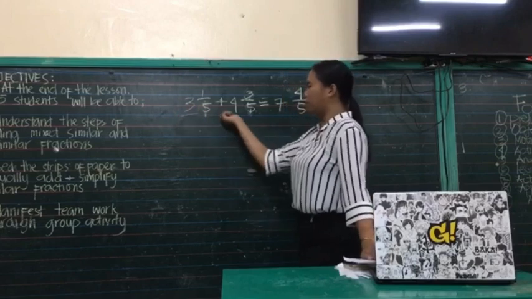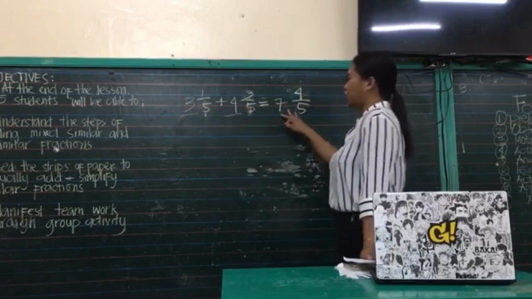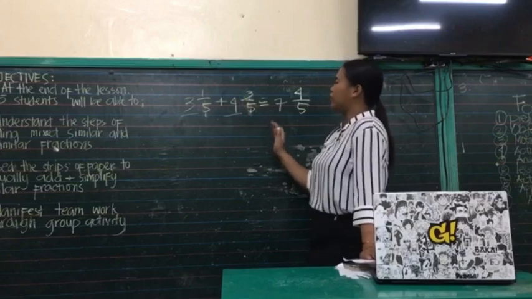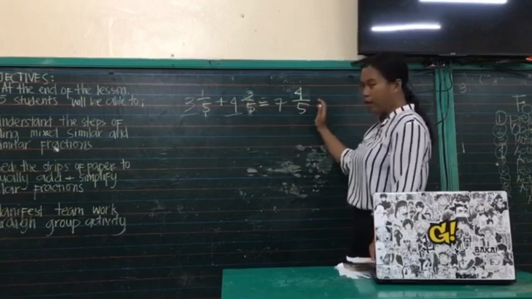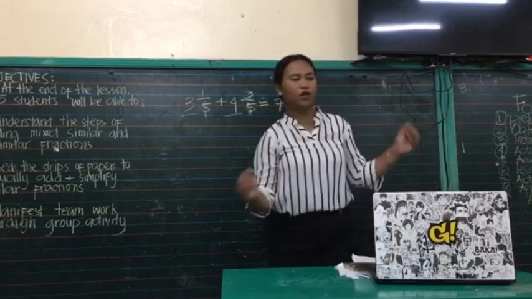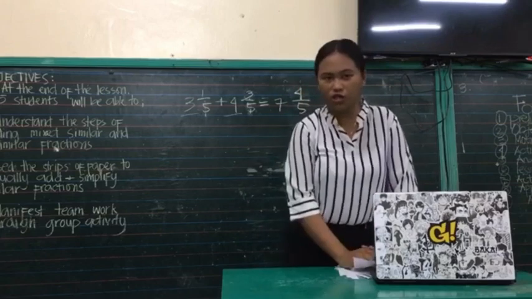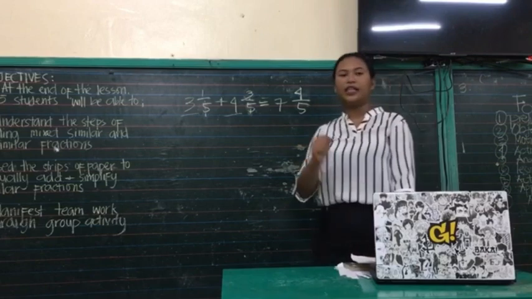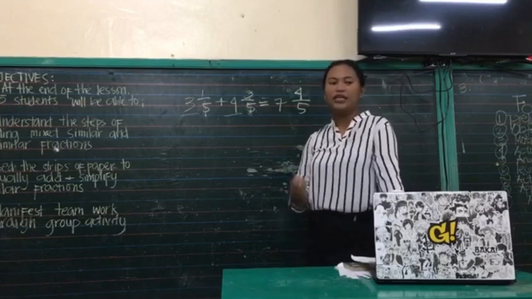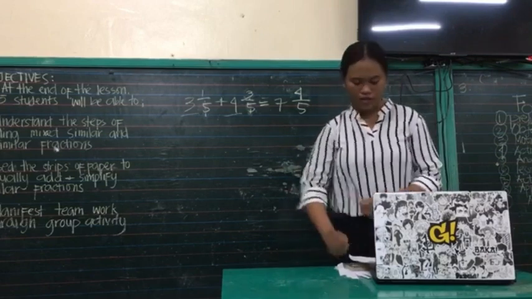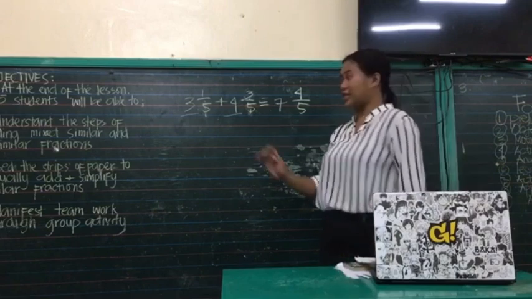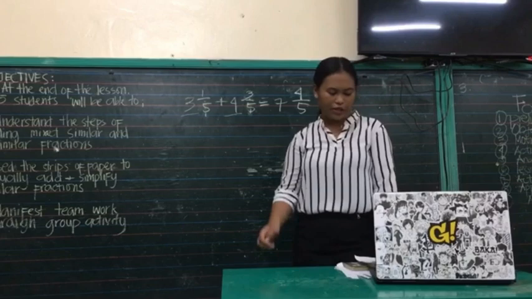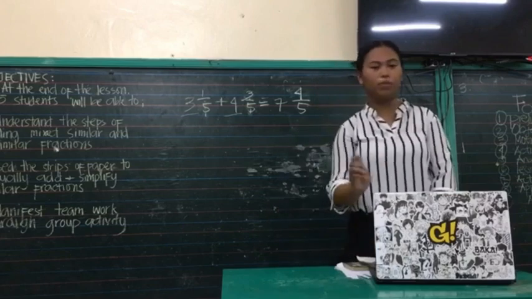So, add the whole numbers. 3 plus 4 equals 7. That's why 3 and 1/5 plus 4 and 3/5 equals 7 and 4/5. So, class, any clarifications or questions about our topic for today? The adding of similar and dissimilar mixed fractions. Since nakadiscuss na tayo and no more questions, let's proceed tayo sa ating group activity.